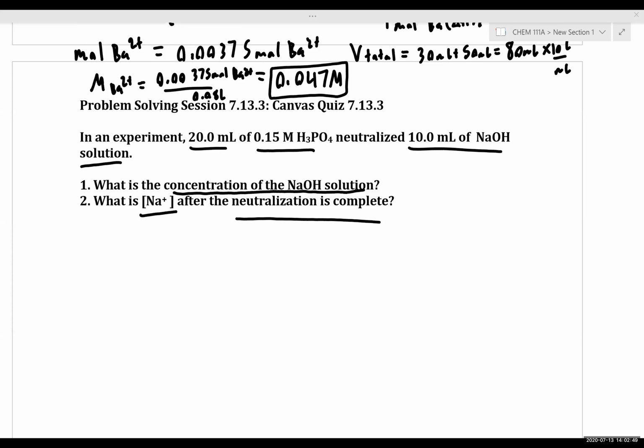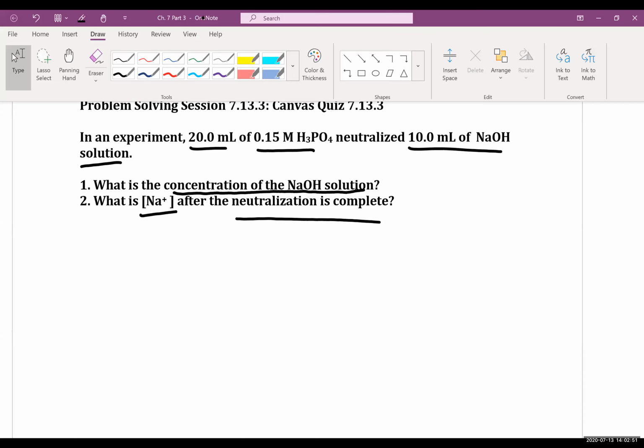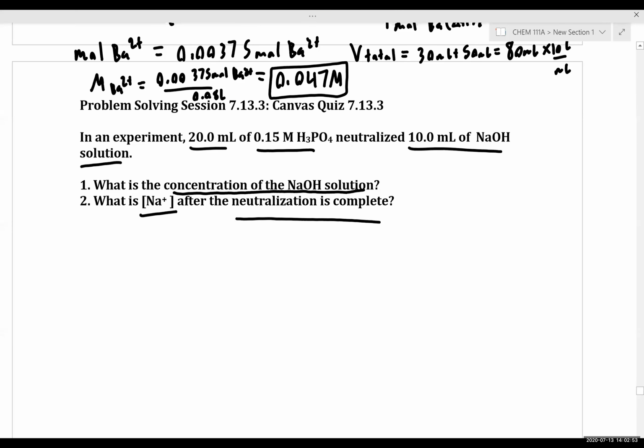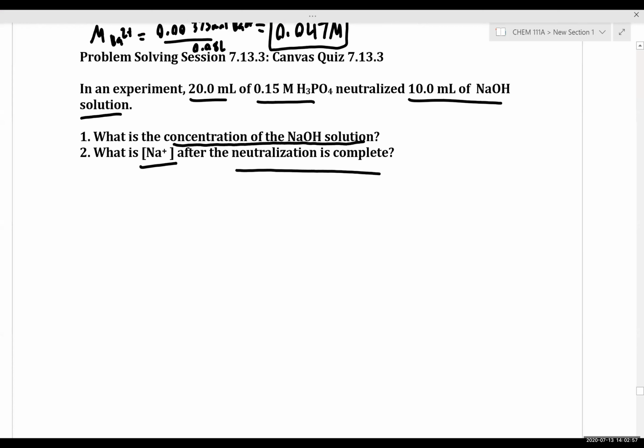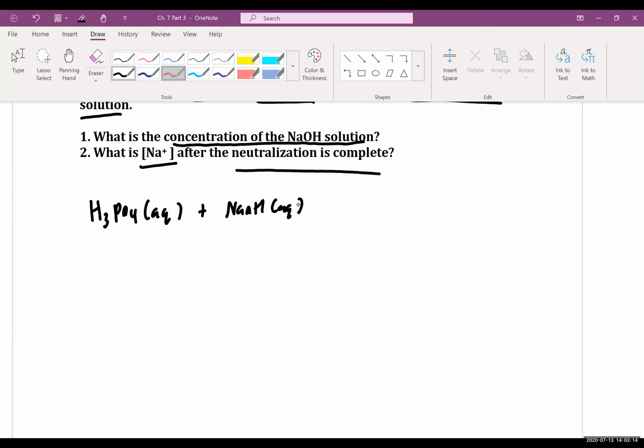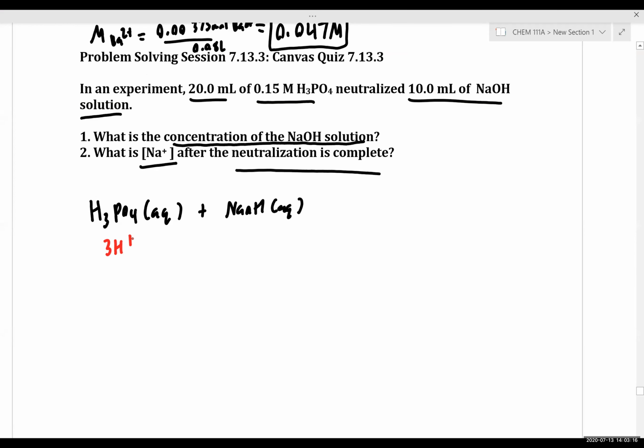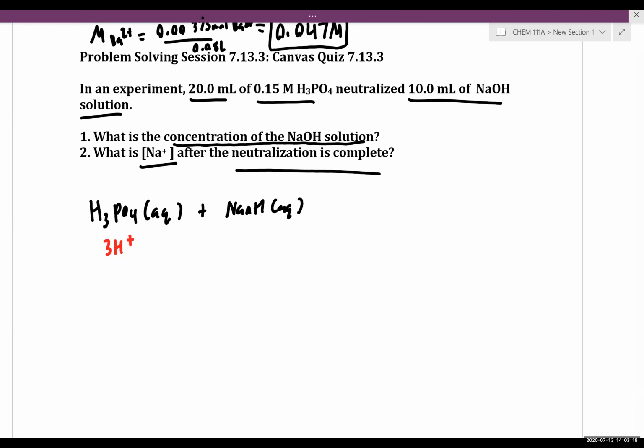Okay, so let's discuss this example once again, and let's work together on it. First and foremost, let's write out our balanced equation. We have phosphoric acid reacting with sodium hydroxide, aqueous. Now, phosphoric acid donates 3 equivalents of H plus.